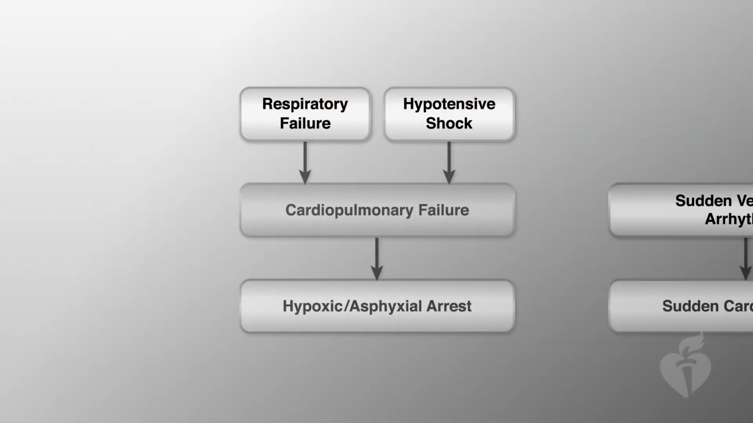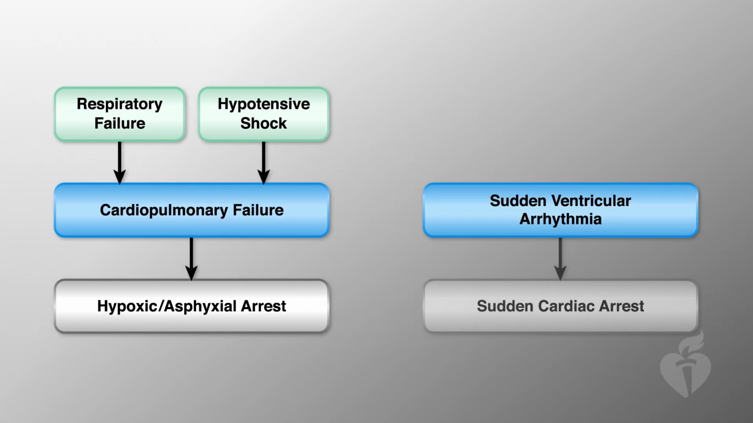There are 2 general pathways that children take to develop cardiac arrest. The most common pathway for children is primarily due to the progression of respiratory failure or hypotensive shock. Either of these will progress to cardiac arrest if unrecognized, untreated, or unresponsive to medical therapies. The other pathway is sudden ventricular arrhythmias, leading to acute cardiac arrest. Unlike in adults, this pathway is very uncommon in children. It is far more likely for children to have cardiac arrest due to progressive respiratory failure or hypotensive shock.